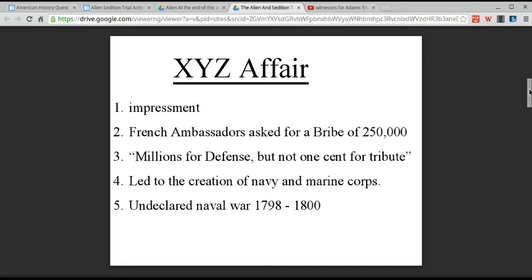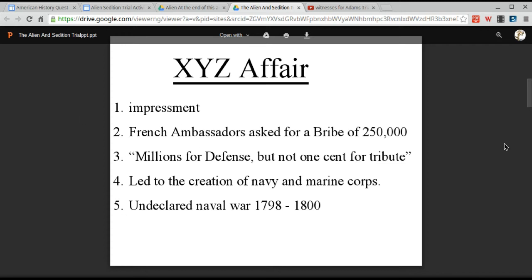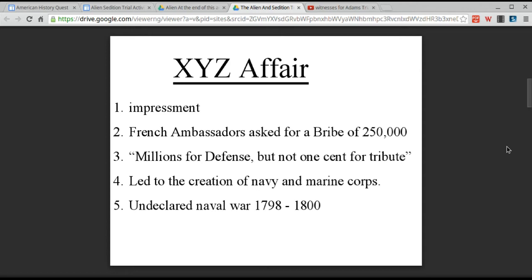John Adams trying to negotiate with the French to stop the impressment led to this incident. And the incident, as you can read about, and I'm not going to go into great depth about it, was where French ambassadors demanded a bribe, $250,000. This really encouraged a tremendous amount of nationalism and pride in America.